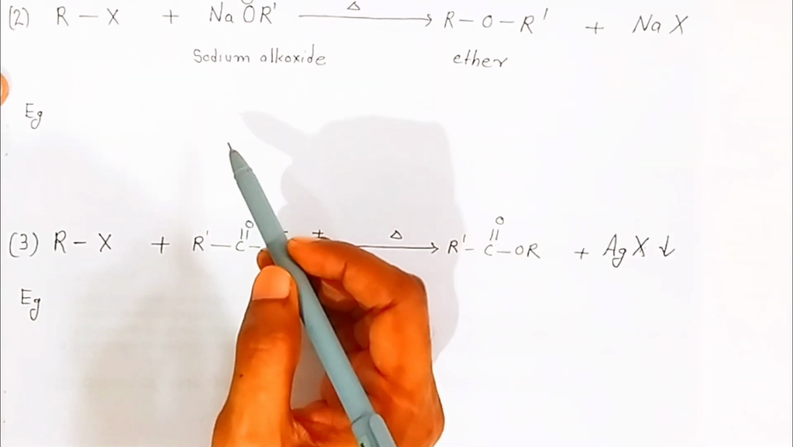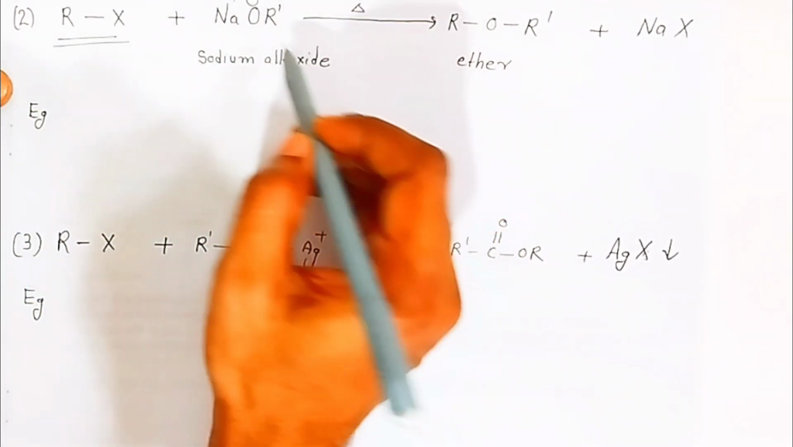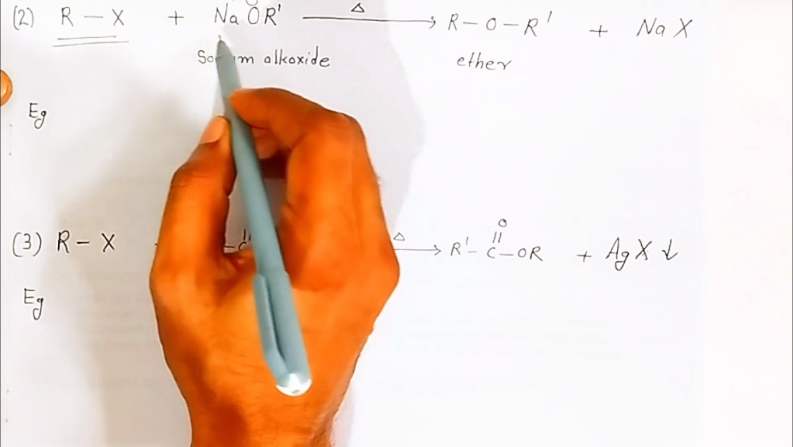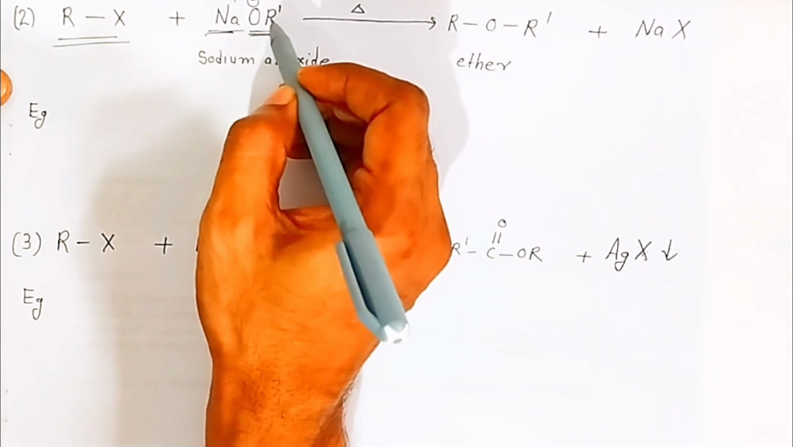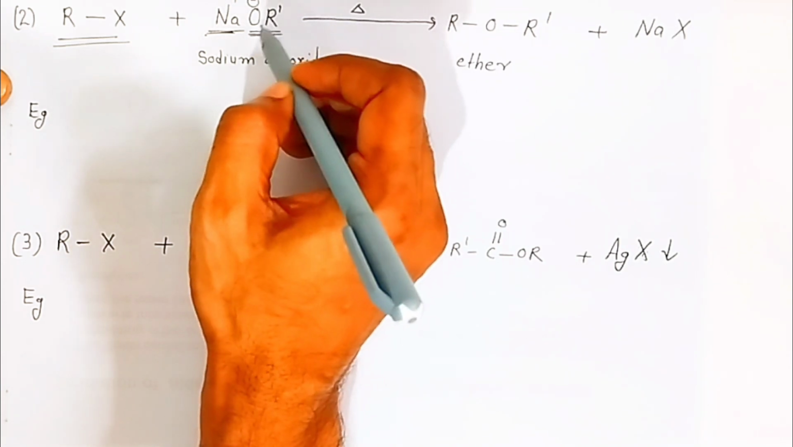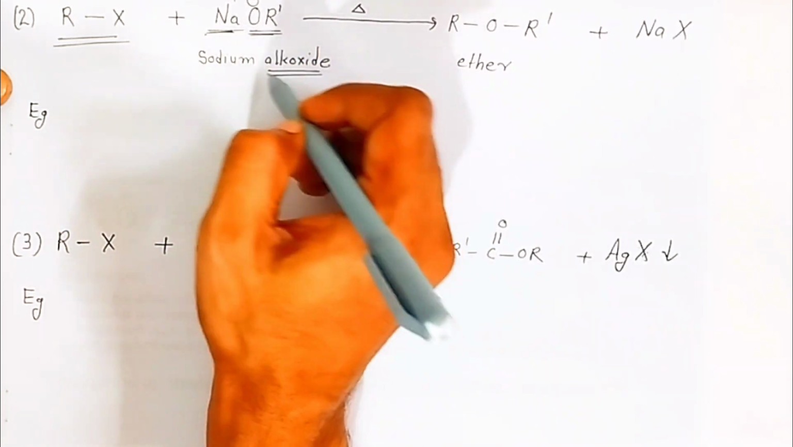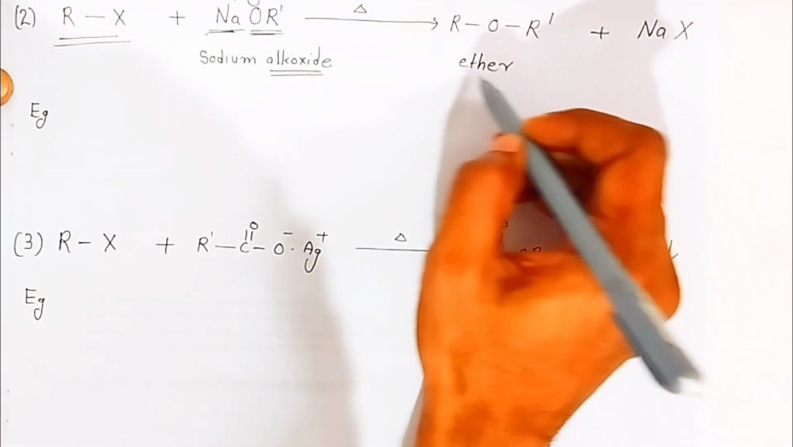One more example that we are going to see, students. Here the alkyl halide we have taken will react with sodium alkoxide. This is sodium, and this OR is nothing but the alkoxide. Here it is alkyl, and because of the oxygen, it is the alkoxide. The alkoxide will be your nucleophile, students. It will replace the halide and form the ether.